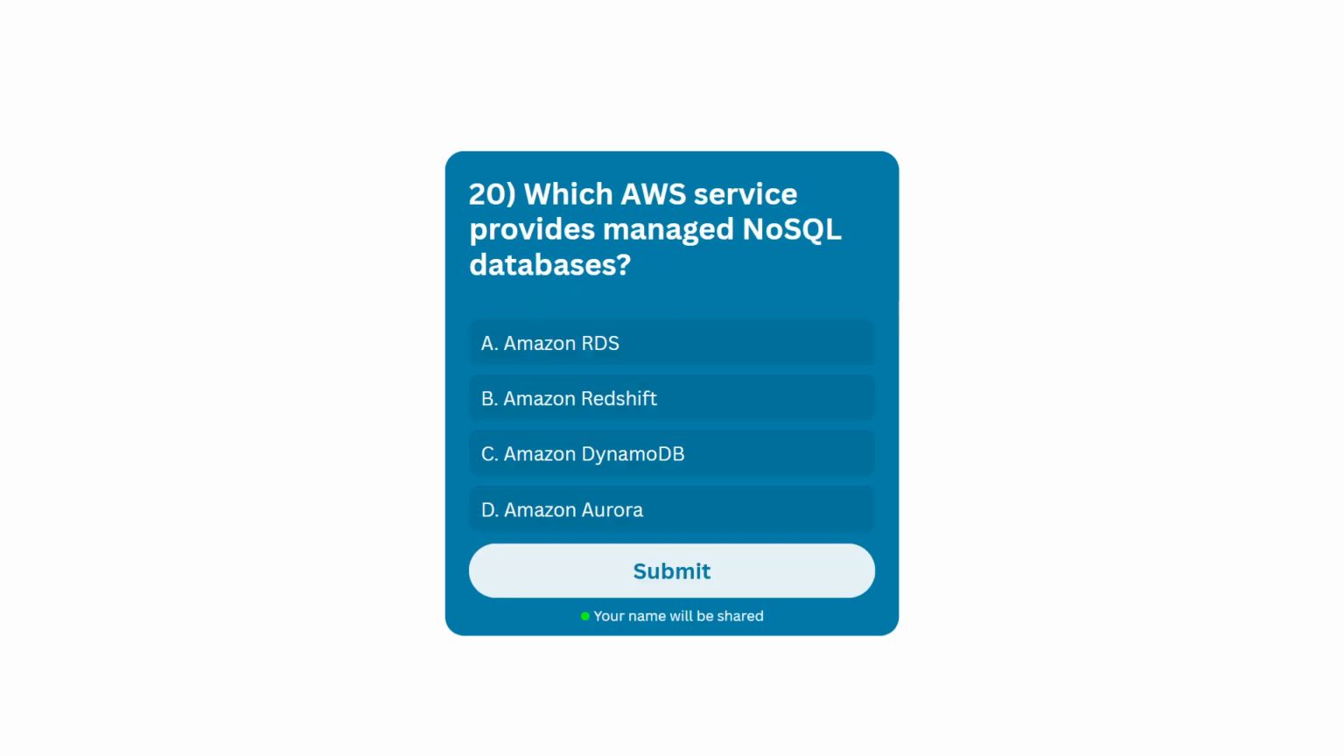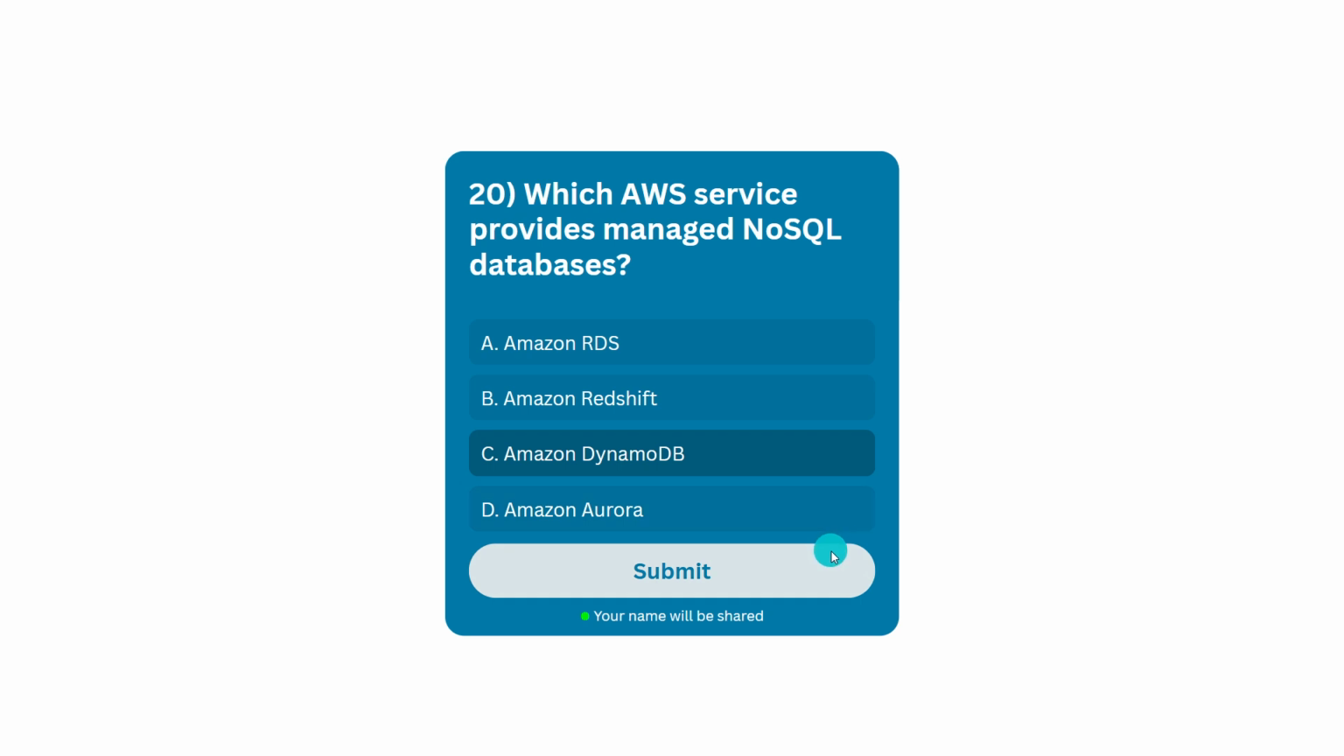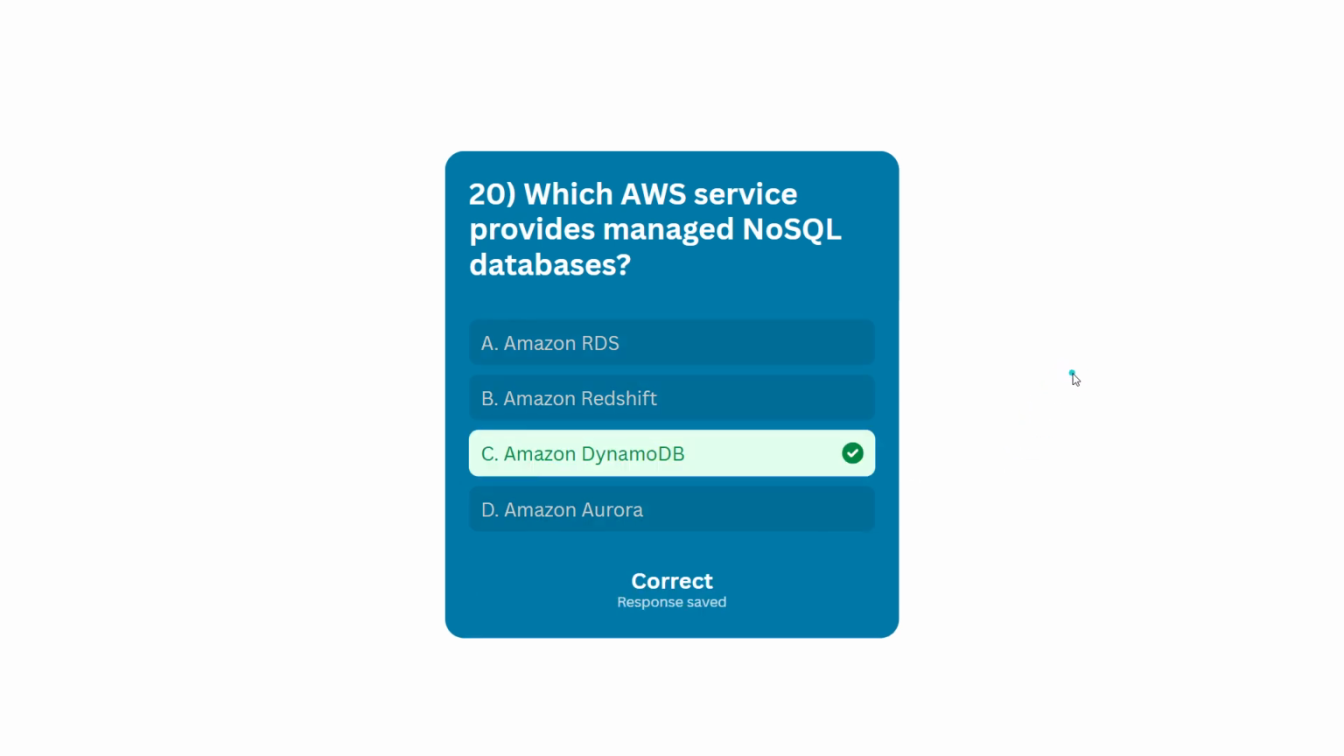Which AWS service provides managed NoSQL databases? Amazon DynamoDB. DynamoDB is a serverless, managed NoSQL database known for speed and scalability.